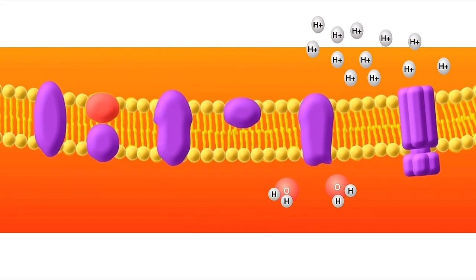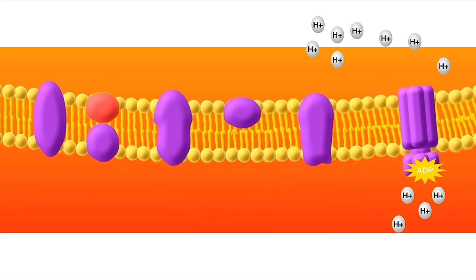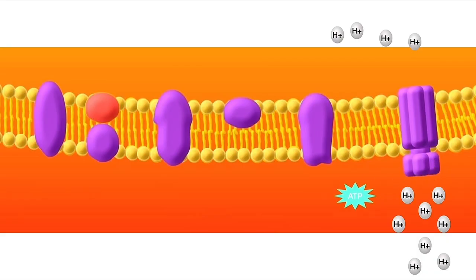Protons flow back into the matrix through an enzyme called ATP synthase. As protons move through ATP synthase, the enzyme rotates and produces ATP from ADP and phosphate. As you can see here, most of the ATP made during cellular respiration comes from this process, as I've said before. This movement of protons is called chemiosmosis. A total of about 28 ATP is produced in this process.